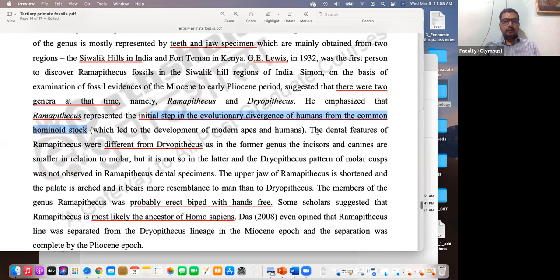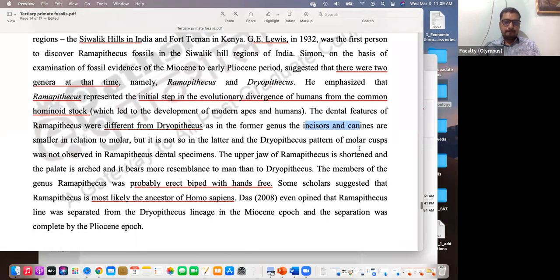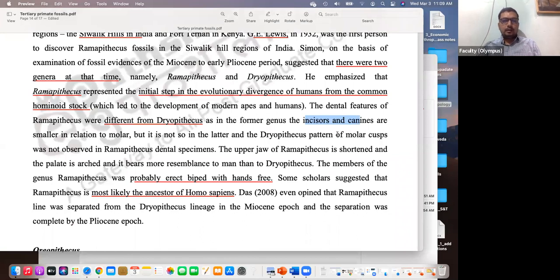And they could see the dental features of Ramapithecus being different from Dryopithecus. How? Incisors and canines have become smaller in Ramapithecus compared to Dryopithecus. Incisors as well as canines have reduced in size. And the molar cusp pattern, the Y5 pattern that we talked about, is not present in Ramapithecus. So incisor and canine size are reduced, but the cusp pattern we discussed in Dryopithecus is not seen.